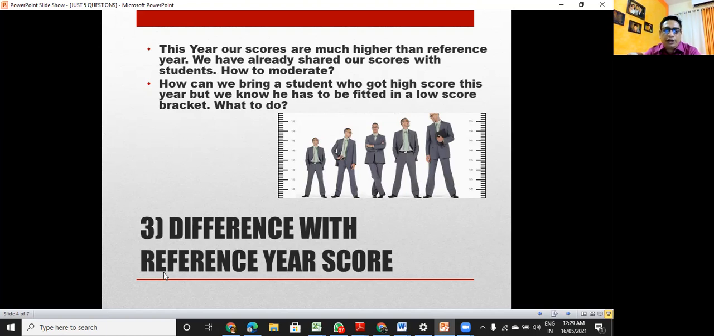So understand this thing very clearly: the difference between the reference year score and your present score has happened mainly because examinations have been conducted in an environment which is not conducive to conducting an examination. The environment was not an examination environment. The children had the privilege of referring to Google. They could refer to the textbooks. Someone else might have helped them out, because most of these online examinations were not proctored or invigilated.